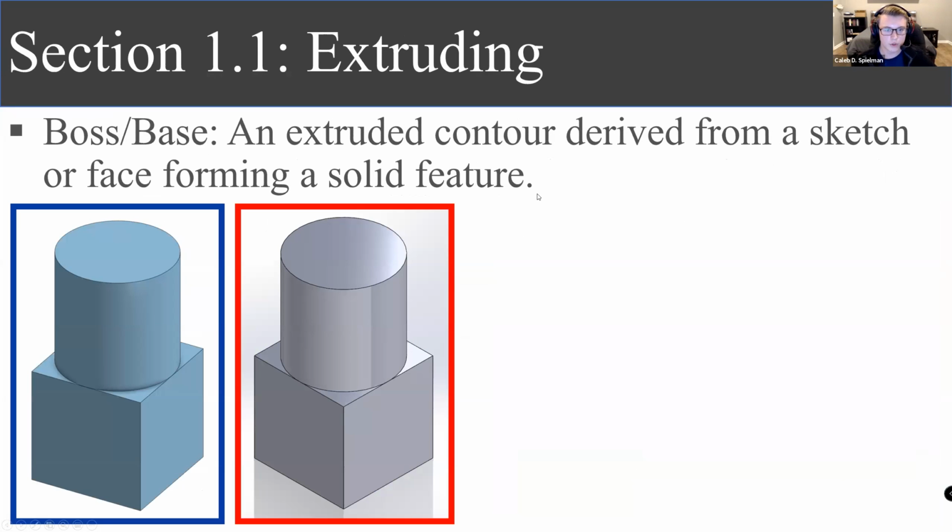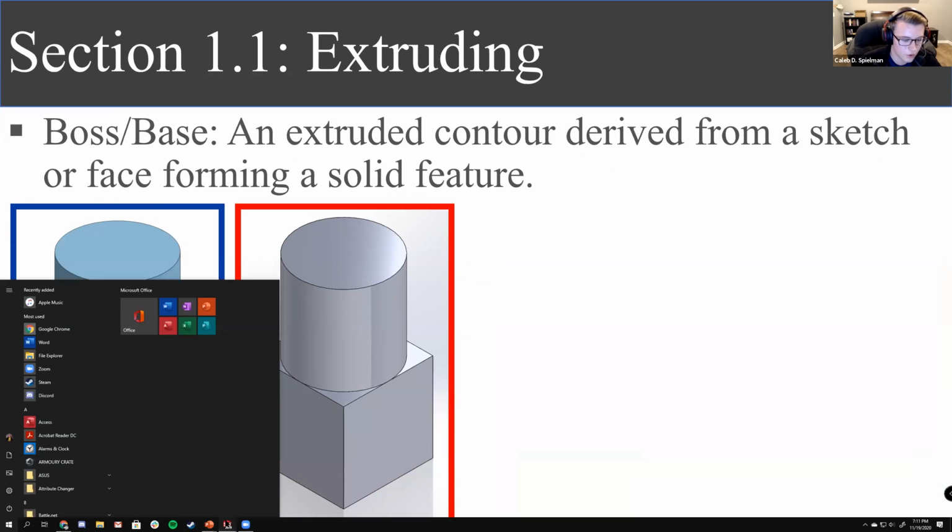Then there's extruding. It's pretty simple. A boss/base, which is really just an extrusion, is just an extruded contour derived from a sketch, those 2D contours on planes we saw earlier. Or a face does not have to be on a defined plane as a feature, forming a solid feature, such as this. And I'll show you how to do that.